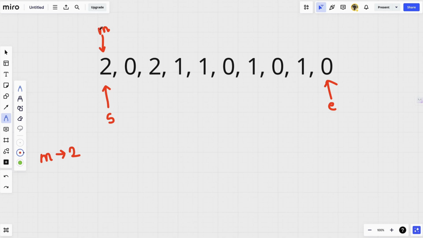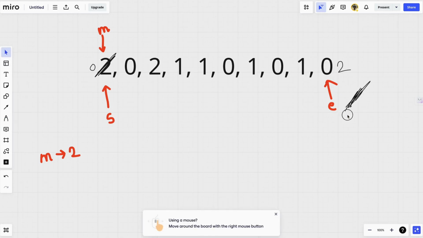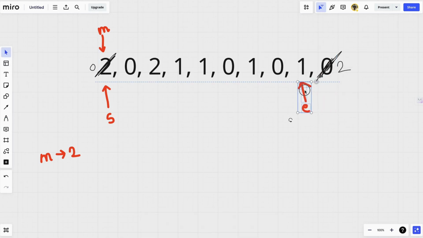So remember, we are comparing mid, so the thing that we will be doing is that we will be swapping mid with the end position, right? So what will that become? This 2 will be gone, over here it will be 0, and this will be gone, and over here it will be 2. And what we will be doing is that we will be decrementing the end pointer by 1. We will not do anything to the mid and the start pointer.